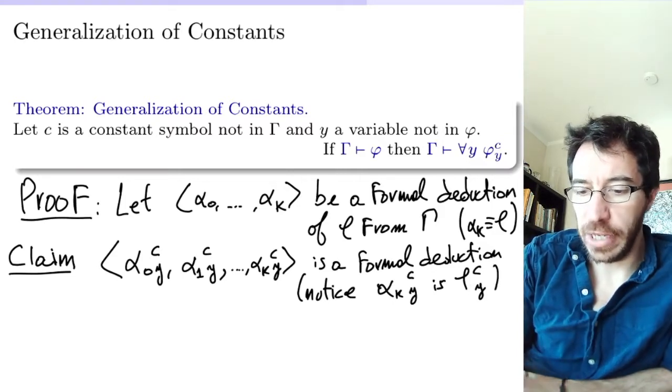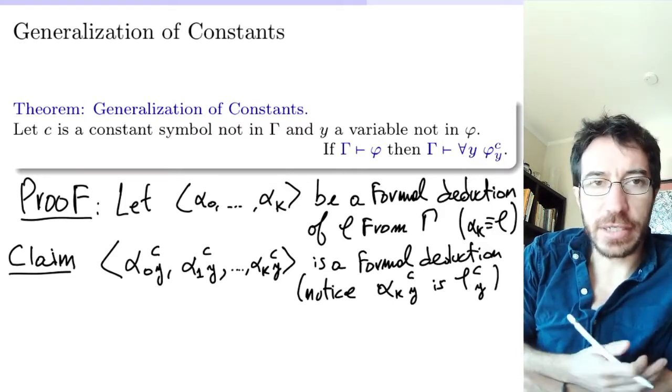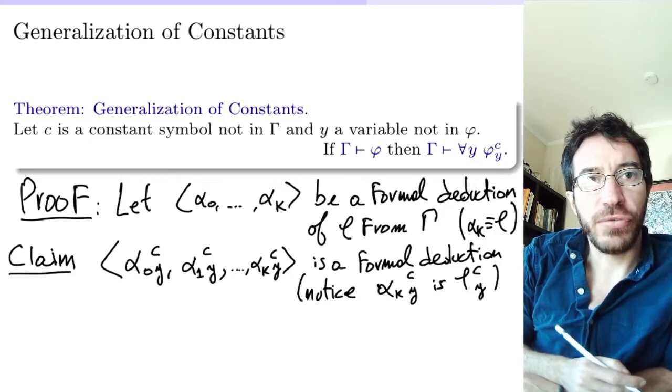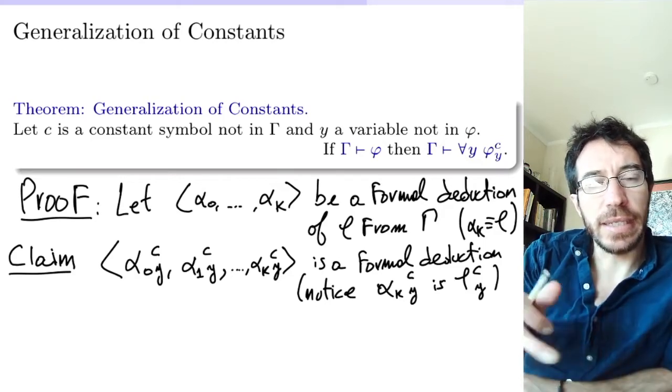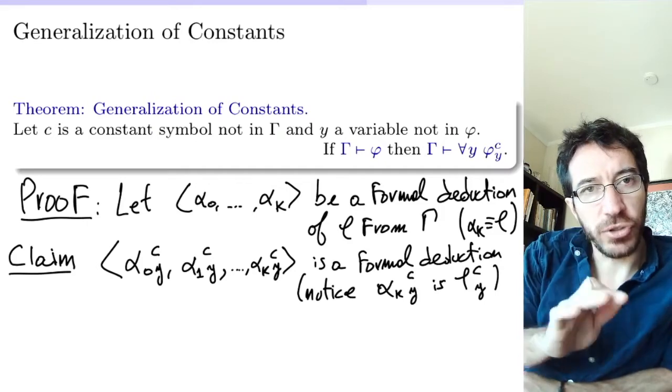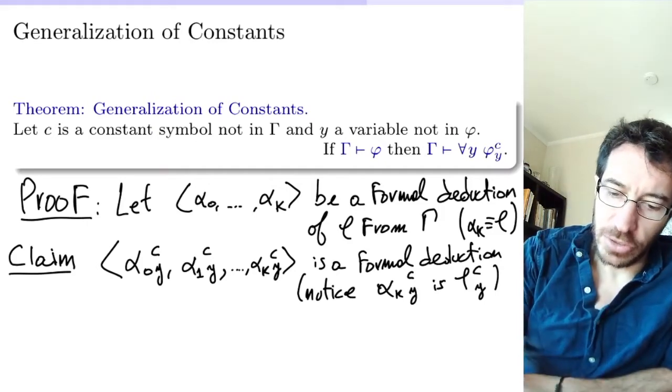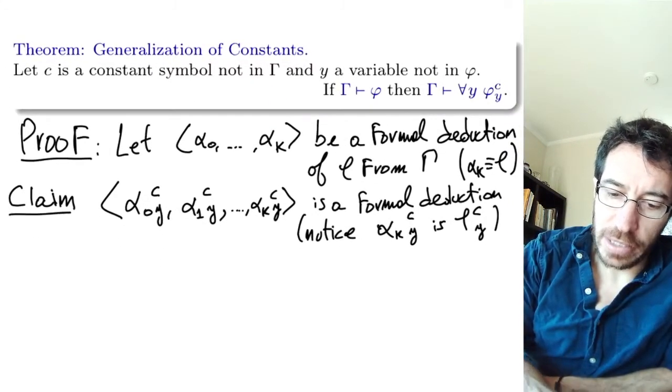Because alpha k is phi. So this will give us a formal deduction of phi with c replaced by y. And then we're going to use generalization to add the for all up front that we need, right? So, okay, why is this?